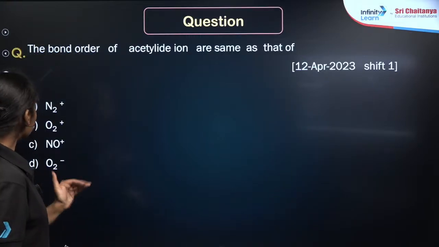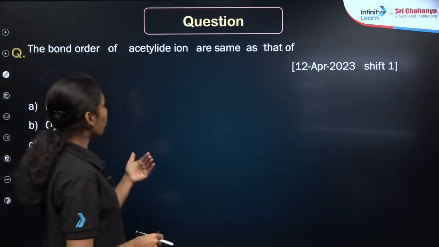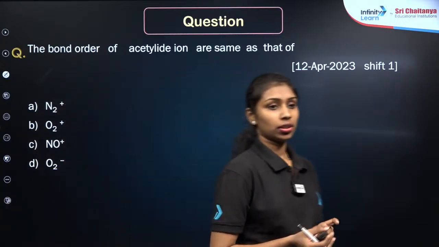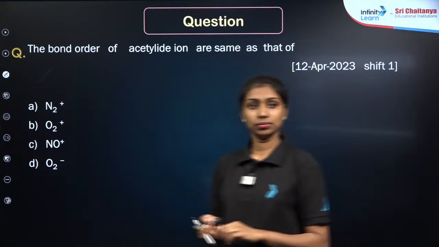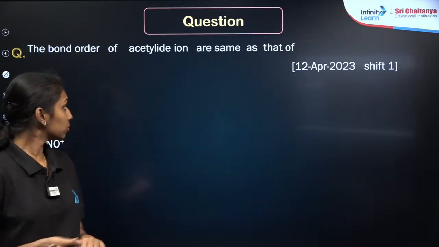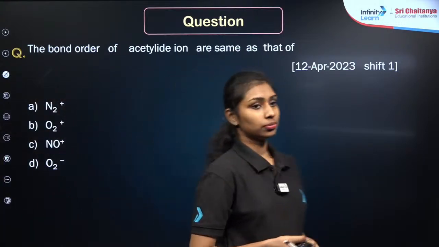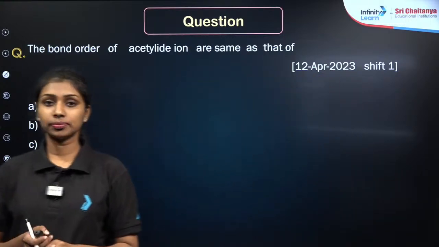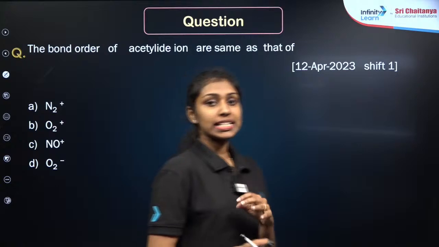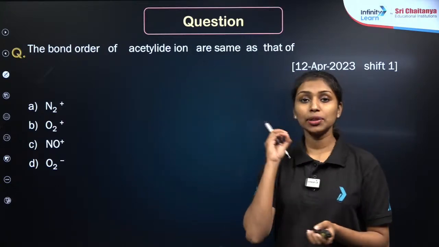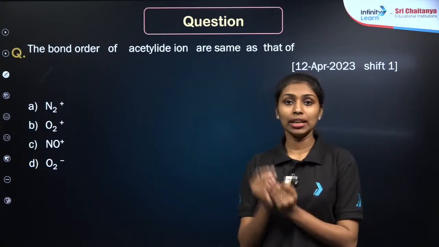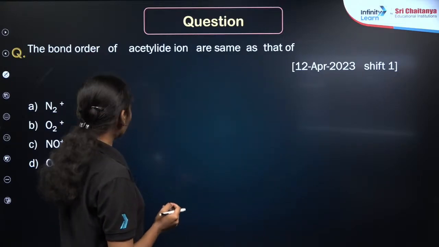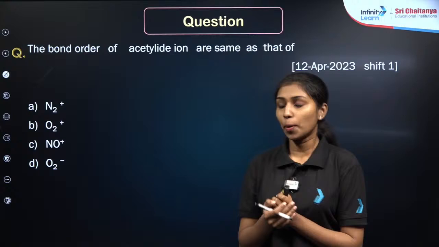Now here is the next question. The bond order of the acetylide ion is the same as that of which of these following ions? First you have to identify which one is the acetylide ion, then find out the total number of electrons in the acetylide ion, then what about bond order, then check which one has the same number of electrons or the same number of bonds formed between the atoms.